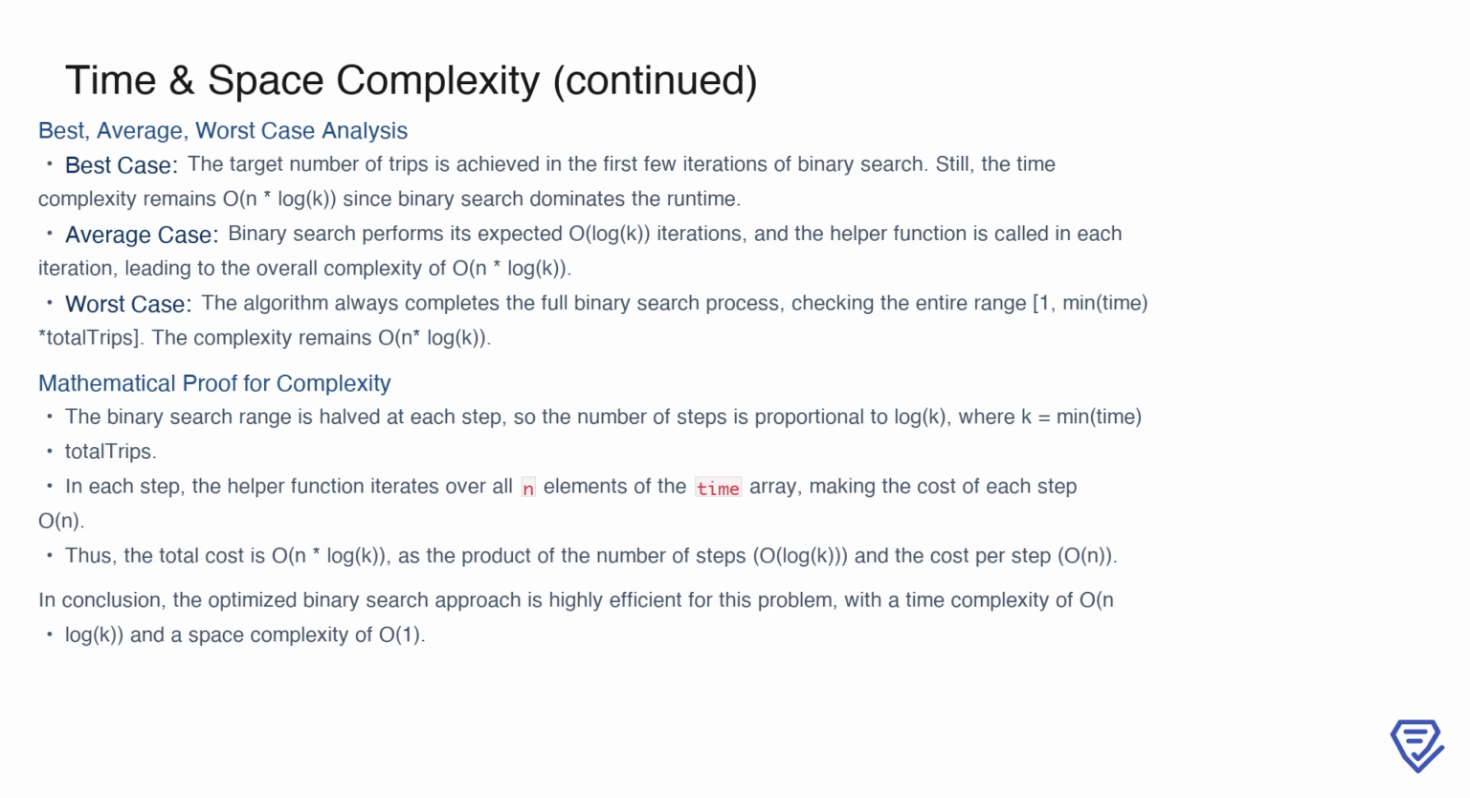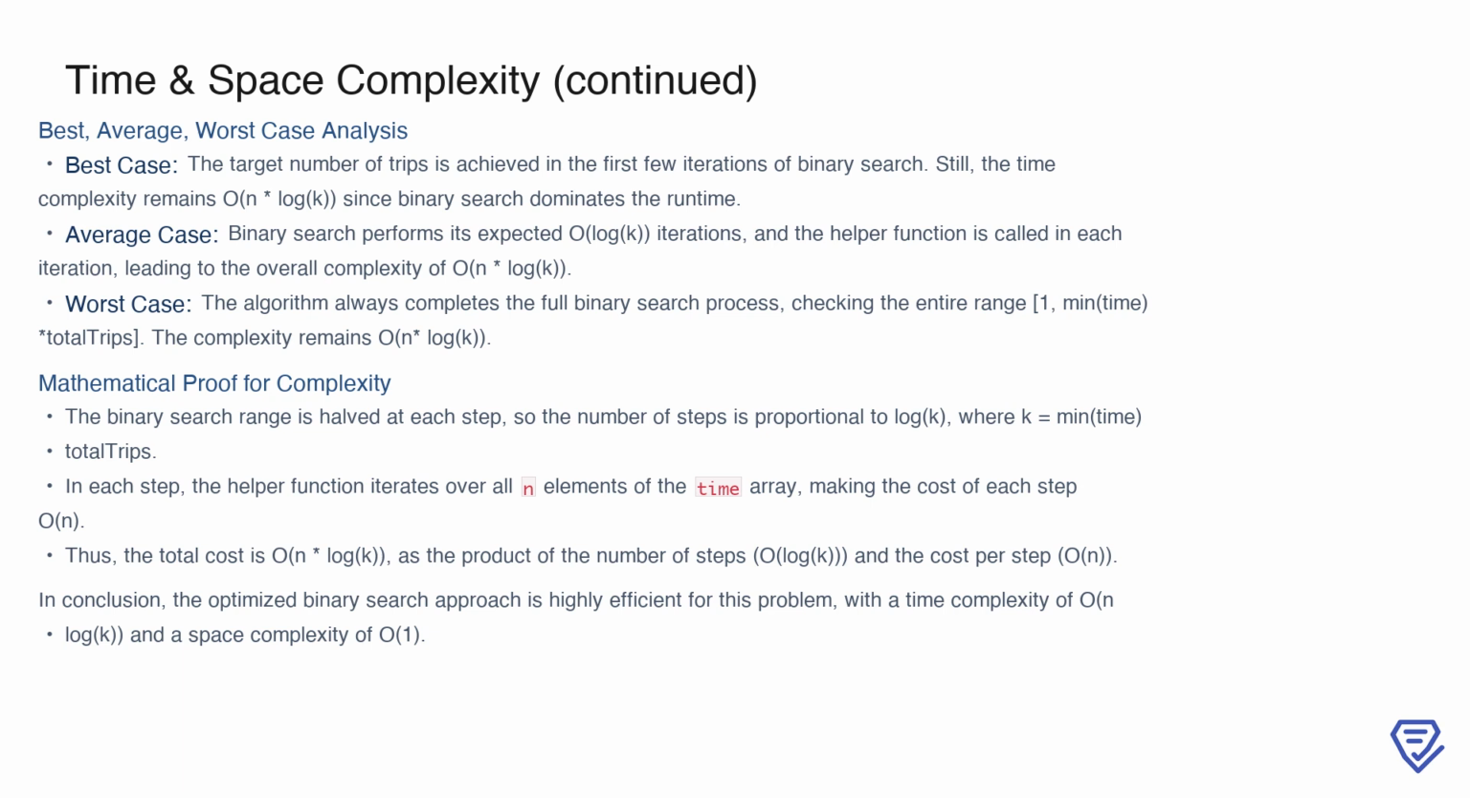Finally, let's analyze the best, average, and worst-case scenarios for this algorithm. In the best case, the required number of trips is achieved within the first few iterations of the binary search. However, because the binary search process still dominates the runtime, the time complexity remains O(n * log k). In the average case, the binary search performs its typical O(log k) iterations, and the helper function is called at each step, resulting in the same overall complexity of O(n * log k).